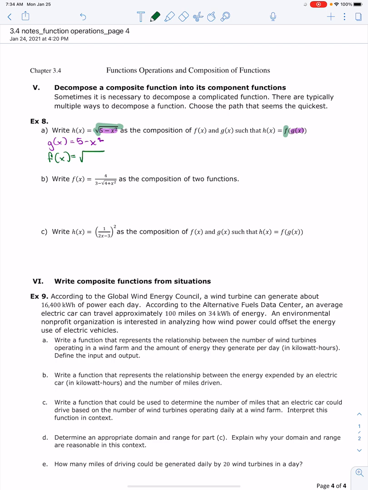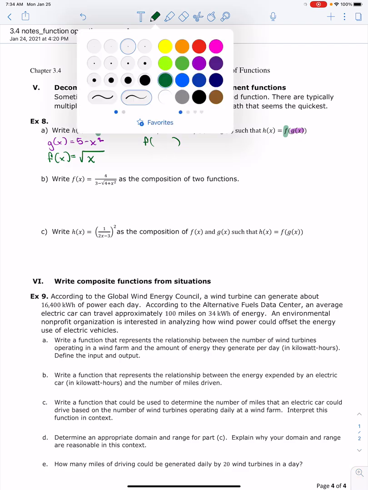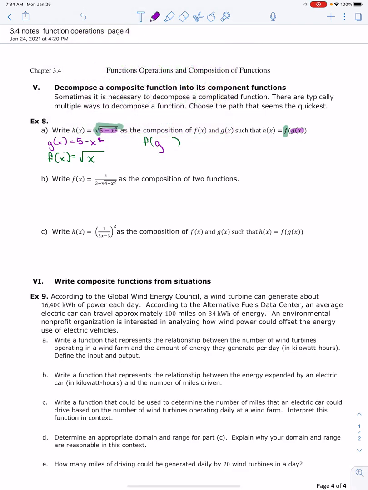And keep in mind that's just going to be the square root of x when we compute f of, see if we can color code here for you, g of x. We have got f of 5 minus x squared. And f is that square root of 5 minus x squared.